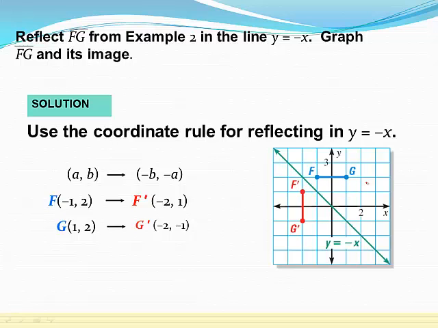So let's graph it, and this is what you would get. Again, you have to know how to graph y equals negative x. That's your y-intercept, up 1 to the left 1, up 1 to the left 1 to get to the next point. And as you see, negative 1, positive 2 becomes negative 2, positive 1. So they're the exact opposites. You switch them and take the opposites. You do the exact same thing for G to find G prime. So all you have to do is know how to use the rule. You don't have to memorize the rule.